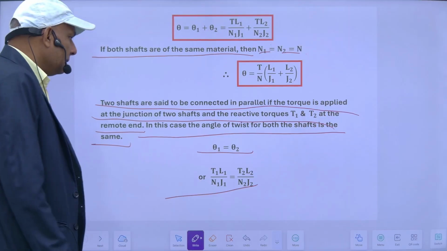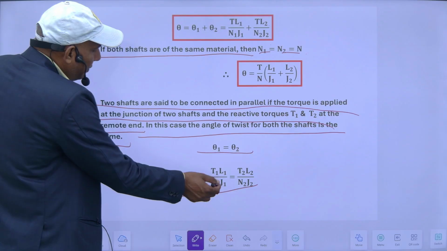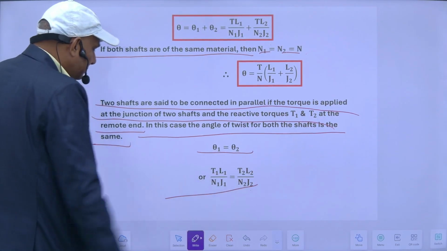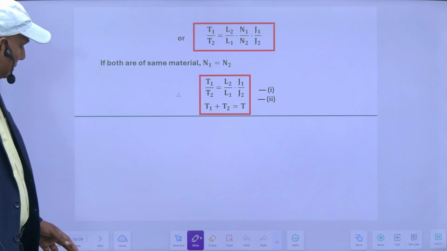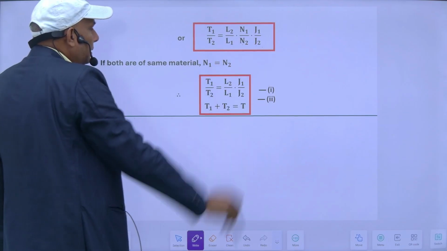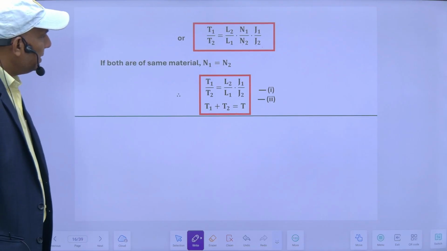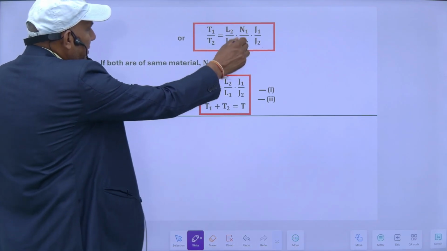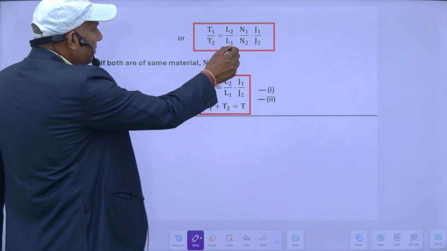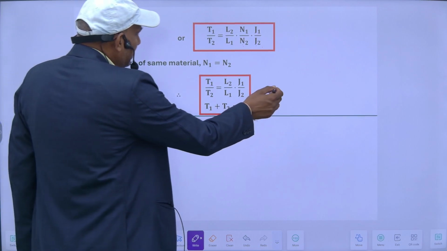Angle of twist is same for both the shafts, means T1 L1 upon N1 J1 is equal to this one. So T1 upon T2 is equal to L2 upon L1 into this. If both have the same modulus of rigidity, same material, then this will cancel each other. So it will be L2 upon L1 into J1 upon J2. So this is equation number 2.